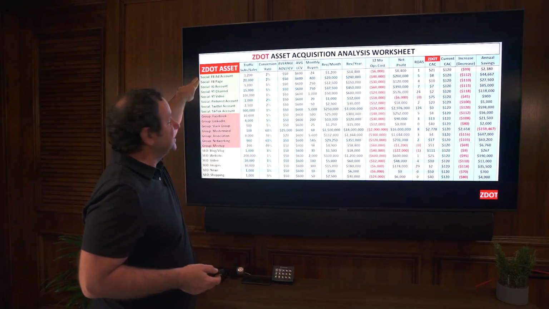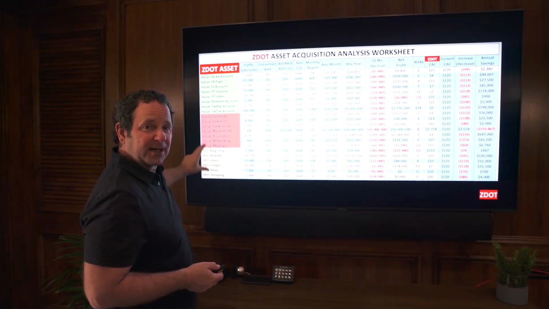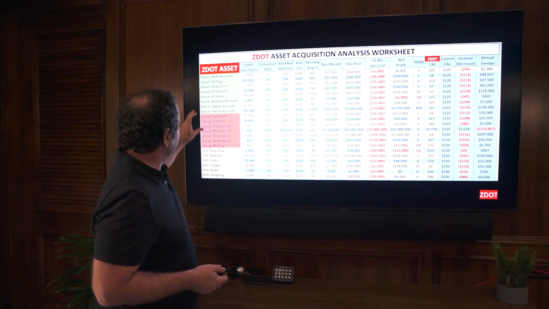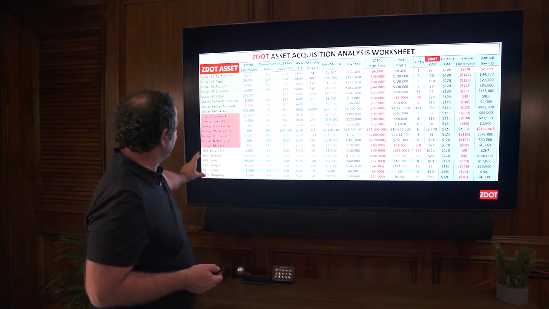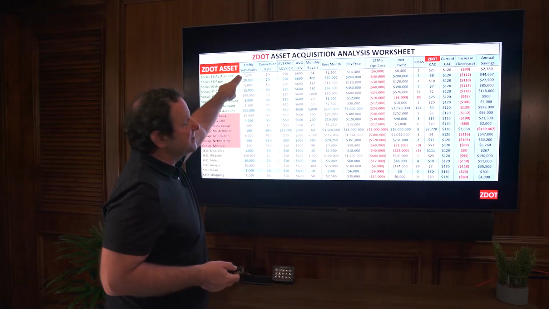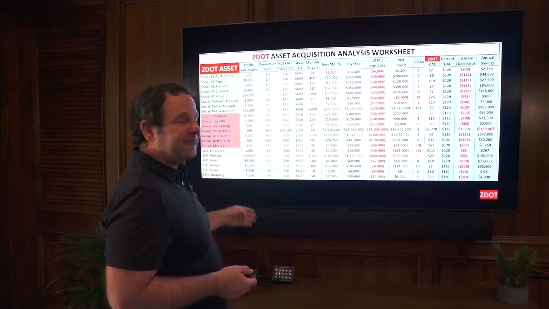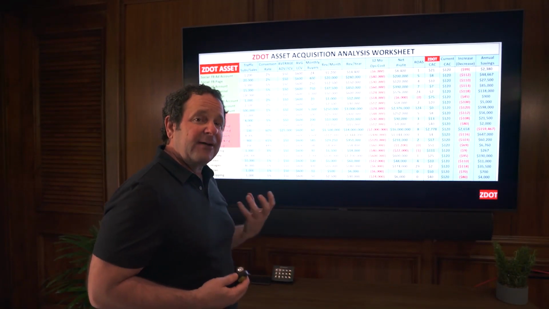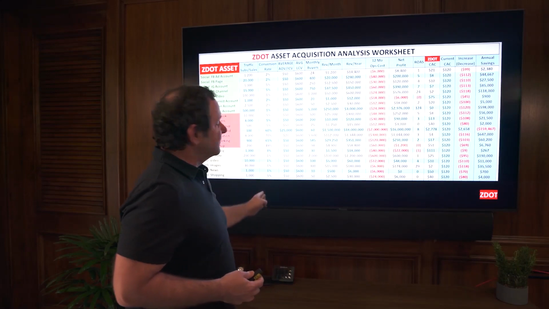You can see each of the categories is separated by color. So social is a green color, groups are a reddish color, SEO is a tannish color. And here we start in this column with how much traffic. How much traffic is the asset getting? How much traffic is the asset getting every single month? And then what's the conversion rate?